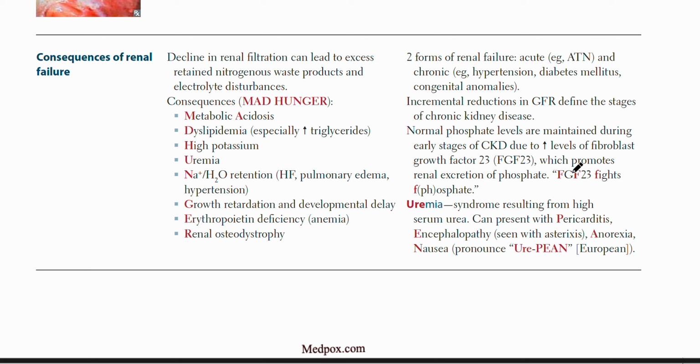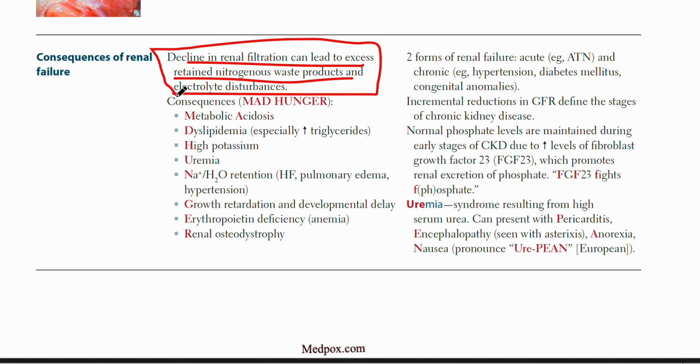So let's talk about consequences of renal failure. What actually happens if there is entire renal failure? There is a decline in renal filtration that can lead to excess retained nitrogenous waste products and electrolyte disturbances, right? So the consequences we can remember by this mnemonic: MAD HUNGER. M, A for metabolic acidosis occurs. D is dyslipidemia, especially increased TG. H is high potassium. Metabolic acidosis occurs due to the decrease in H plus secretion, right?